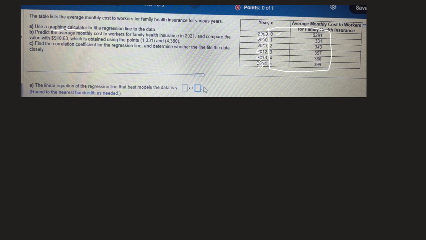And then compare it. And then, which is obtained using the points 1, okay. And then find the correlation coefficient. Now, just one caveat, as I show you how to do this with decimals, that different regression calculators do things a little bit different. So hopefully we'll be close to the numbers that they have.